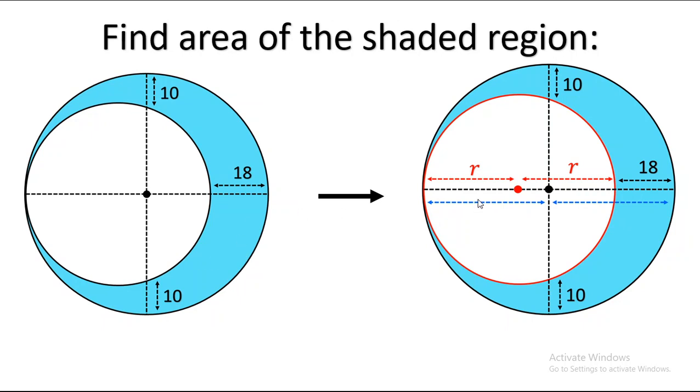So in the next figure, I assume a point that is the center of the smaller circle. So r is the radius of the smaller circle. If the distance from this center to this point is r, then from this center to this point will also be r because it is the radius of the smaller circle. From this figure we can see that r plus 18 is the entire length of this diameter. This diameter is the diameter of the larger circle, or we can say it is the larger diameter.